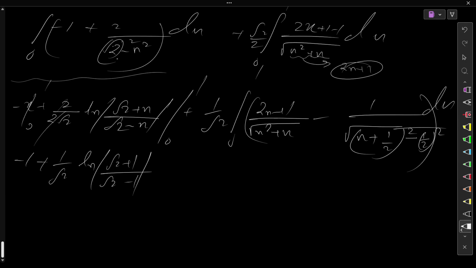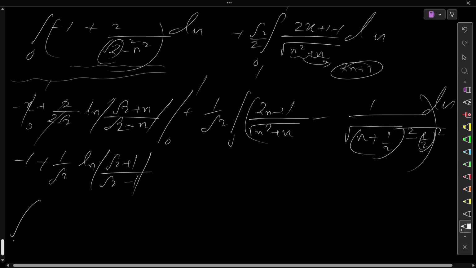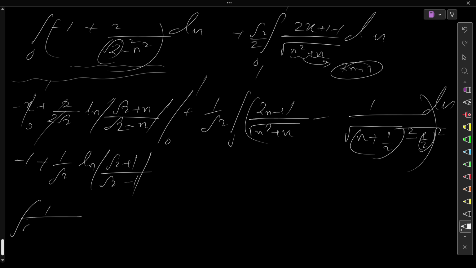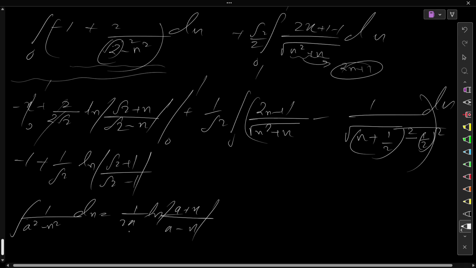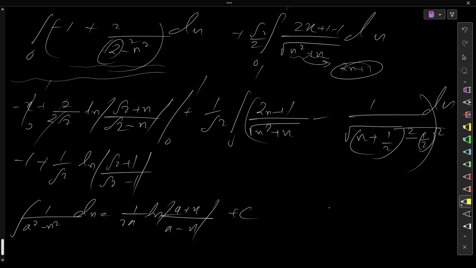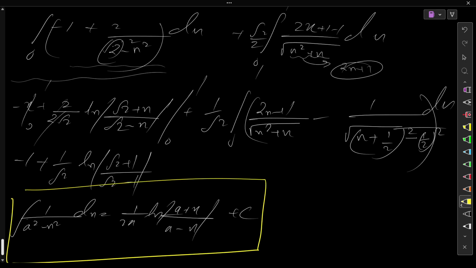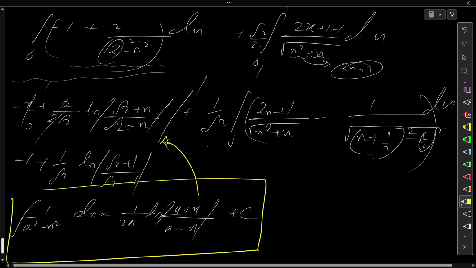In case you're wondering how I directly evaluated there, the reason is that there's a formula: the integral of 1 over a square minus x square dx is equivalent to 1 over 2a ln mod of a plus x divided by a minus x, plus c. By using this formula I have evaluated the integral directly there.